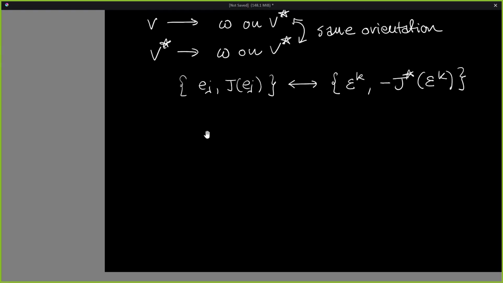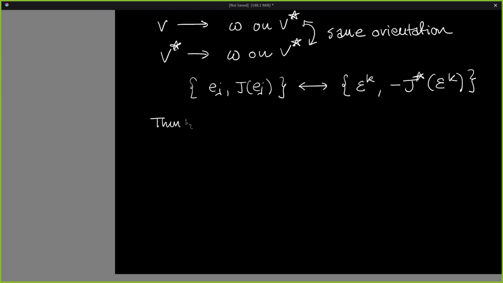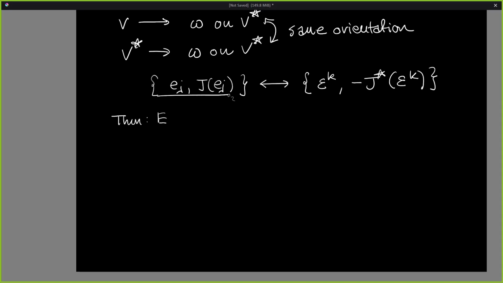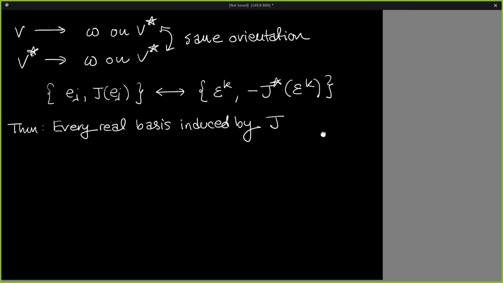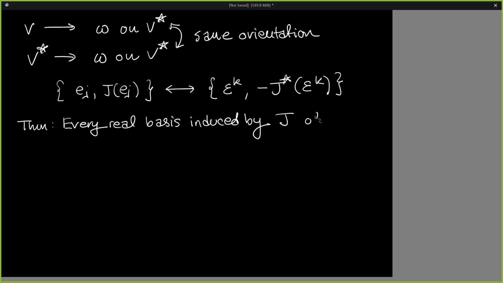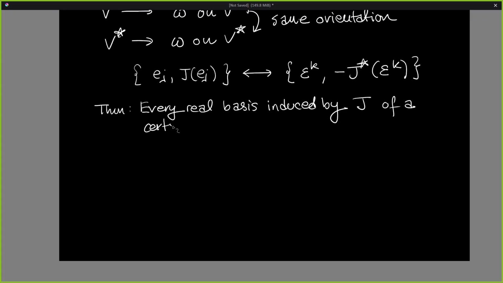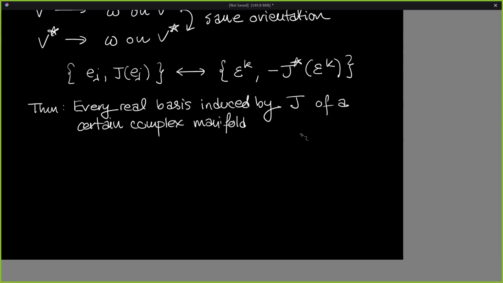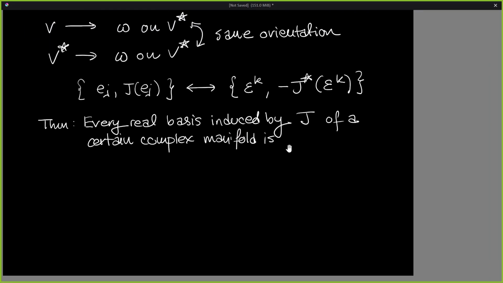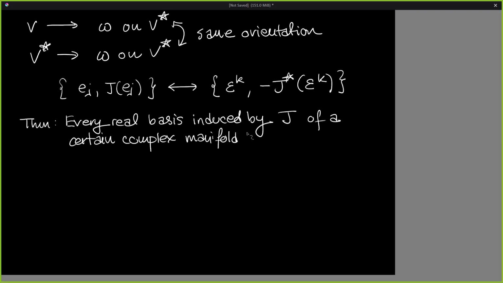Okay, moving on. Now for a big result. Theorem: every real basis induced by J on a complex manifold has the same orientation.